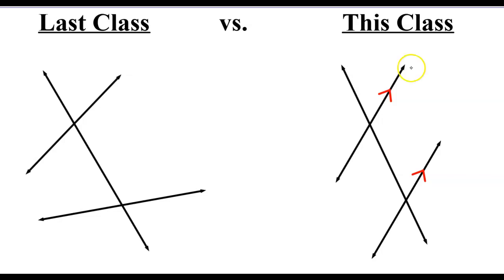Okay, so last class we talked about transversals and lines. A transversal is a line that intersects two other lines, or at least two other lines. So what we're going to talk about today is when you have parallel lines cut by a transversal. Notice the red arrows here. The red arrows on those two lines mean that these two lines are parallel. And then we have our transversal here that intersects those two lines to create the parallel lines with the transversal.